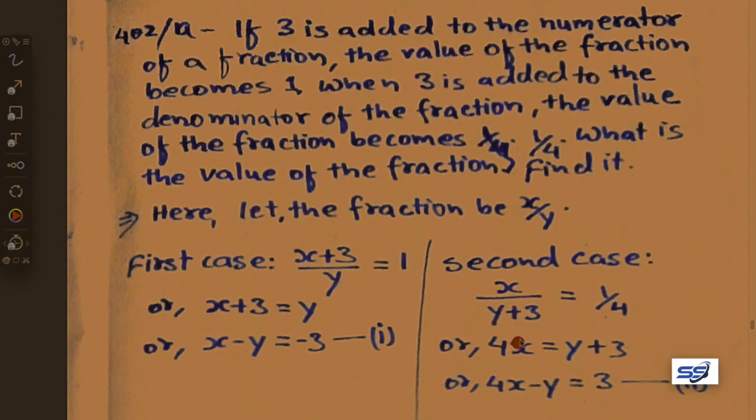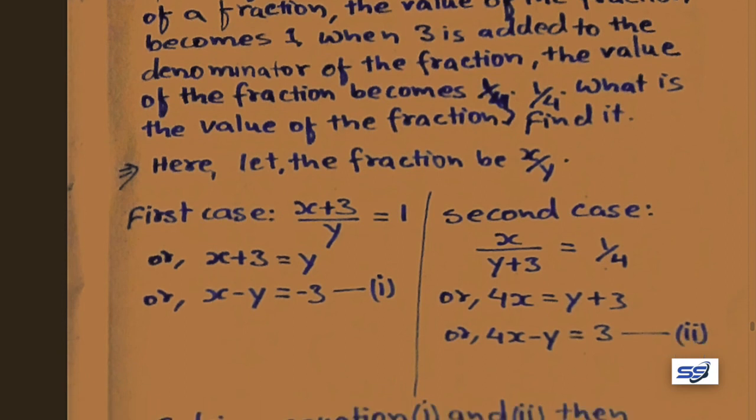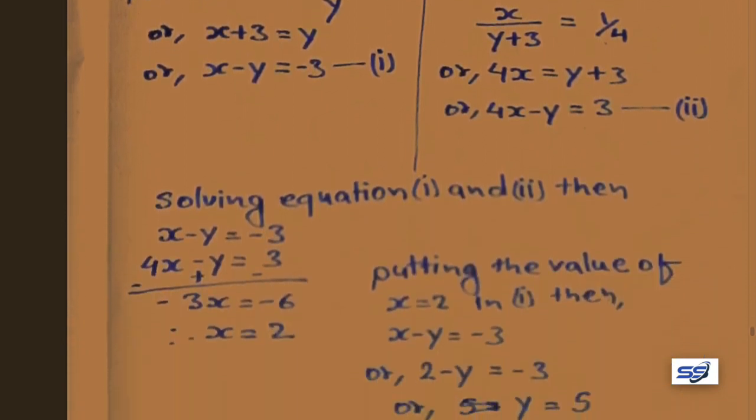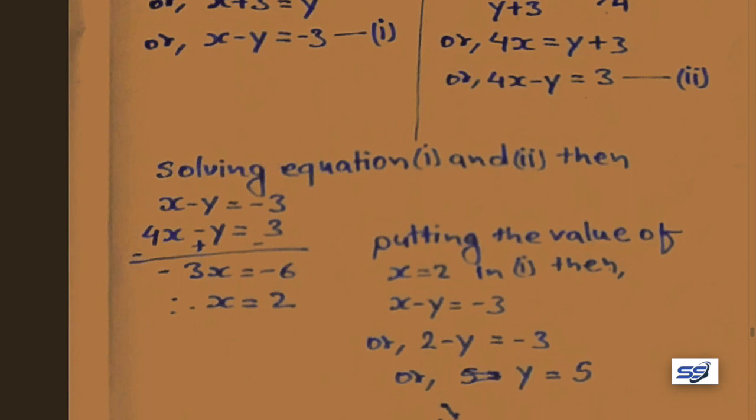Now we do cross multiplication. x is multiplied with the lower 4, and the lower y plus 3 is multiplied with the upper 1. It becomes 4x equals y plus 3. On changing the side of y, it becomes minus, so 4x minus y equals 3. Let it be equation 2. From the first case we get the first equation, and from the second case we get the second equation. Now on solving both equations, we will get the values of x and y.